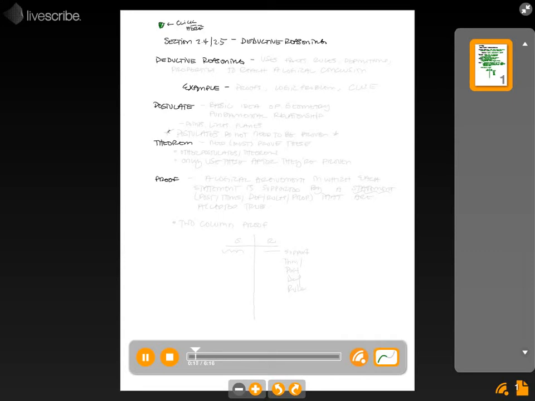Our first one is deductive reasoning. And deductive reasoning uses facts, rules, definitions, properties, anything that we already know is true, something that you know can be true already, to reach a logical conclusion.